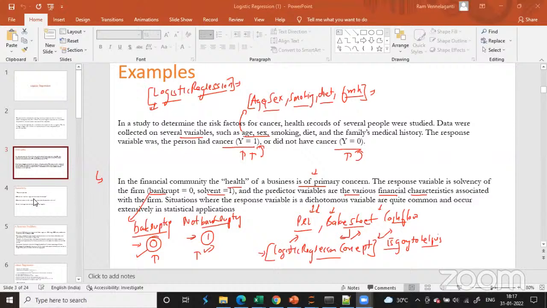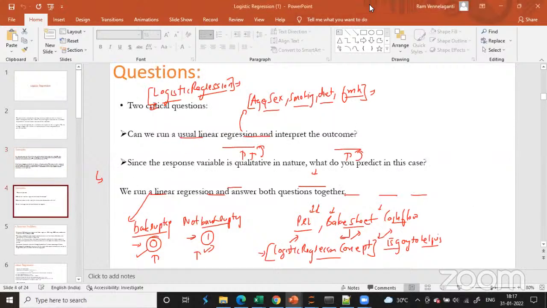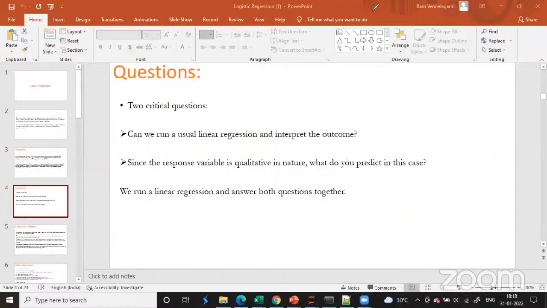Now, what are the common questions that you have? Common questions that we may have is, why do I have to study this topic of logistic regression? What is the reason for studying this topic? Why can't I solve these problems using the concept of linear regression and interpret the outcome? Can I use my linear regression to solve these problems? That is the first question we would like to answer.